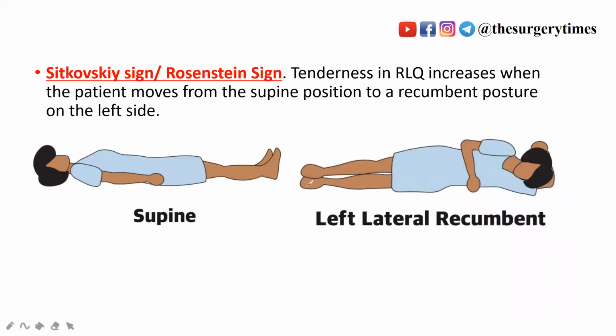Next is Sitkovsky sign or Rosenstein sign. Here, when the patient is changing from supine to left lateral recumbent position, the pain over the right iliac fossa is increasing. This is Rosenstein sign or Sitkovsky sign.